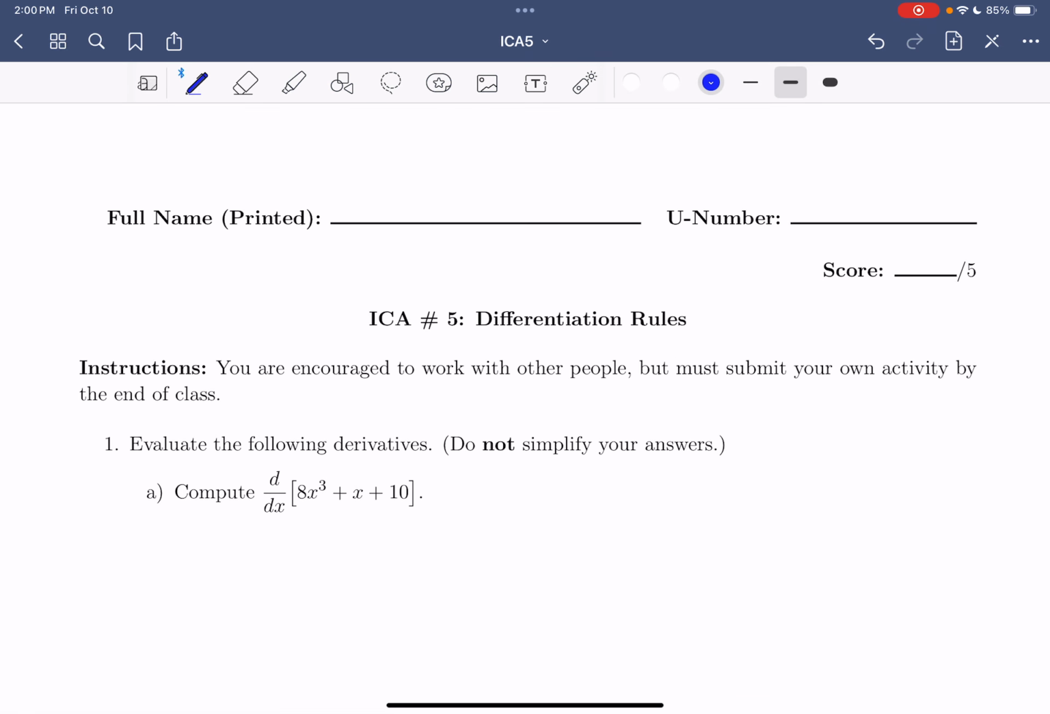Okay, so I sat down to write the key to the activity and decided to record myself doing it. I will post the key, but I figured maybe, or hopefully, you can find this video helpful, okay? So let me start by saying this is the key.